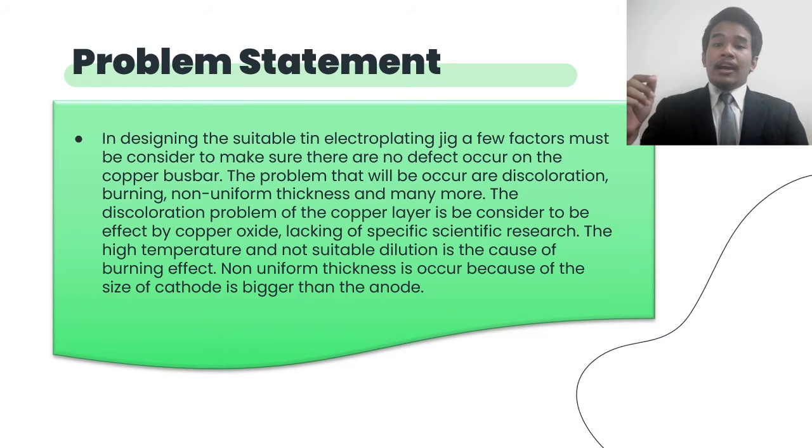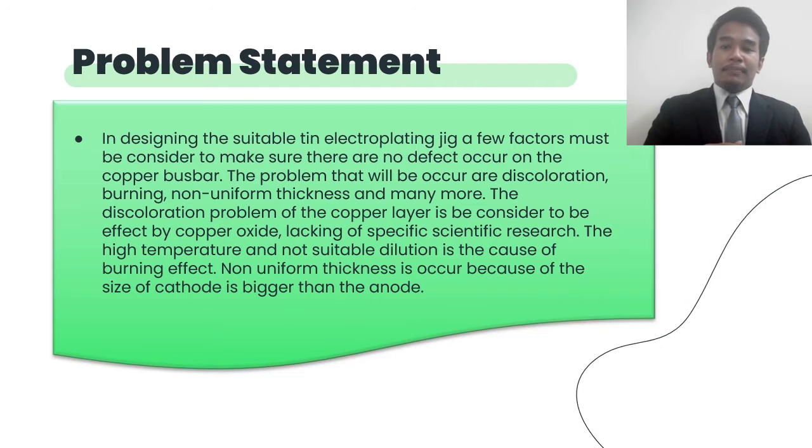A few factors must be considered to make sure that no defect occurs on the copper bus bar. The problems that can occur are discoloration, burning, non-uniform thickness and many more. The discoloration problem of the copper layer is considered to be an effect of copper oxide, lacking specific static research. High temperature and unsuitable dilution are the cause of the burning effect. Non-uniform thickness occurs because the size of the cathode is bigger than the anode.